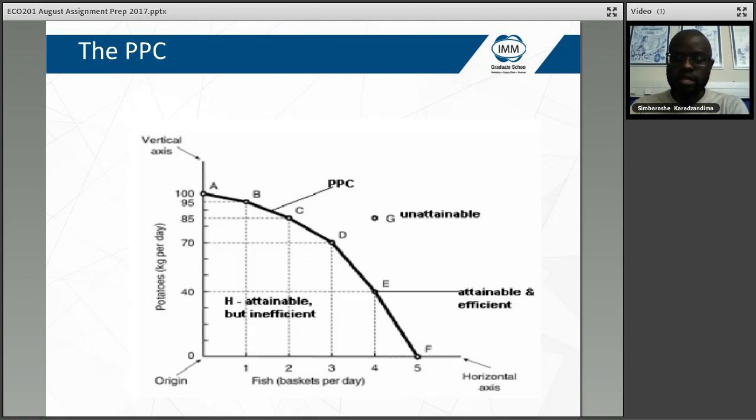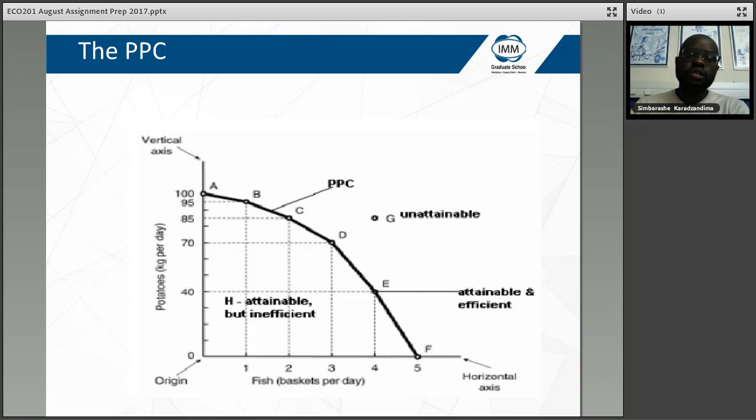That is the best. Remember, a PPC is called a frontier or a boundary. So that is the best that we can do with our resources. So all those points that are on the PPC are efficient and attainable. How does the concept of opportunity cost now come into play?